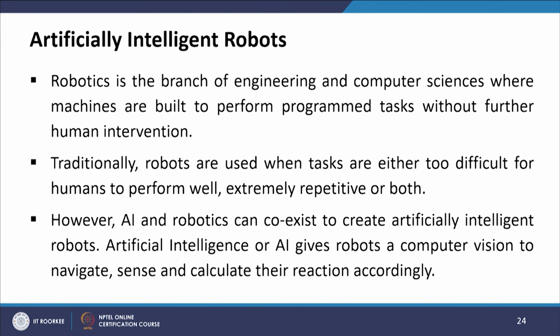The next type of technology that is included in artificial intelligence is artificially intelligent robots. Robotics is a branch of engineering and computer sciences where machines are built to perform programmed tasks without any further human intervention. So, these programmed tasks are done by these robots.